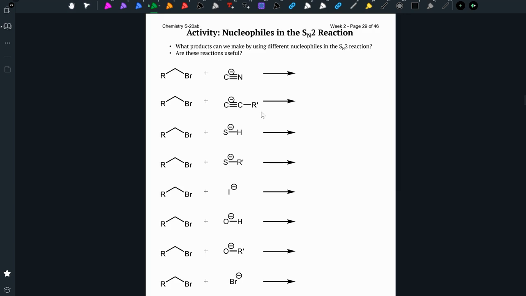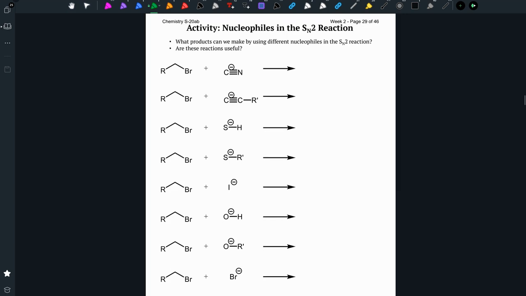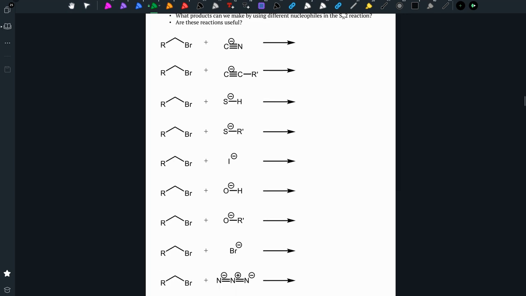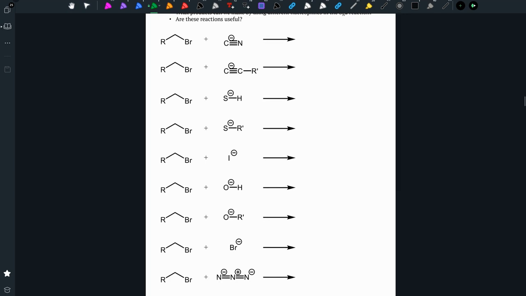For each of these, I'd like you to pause the video, draw yourself the curved arrows, and then draw yourself the product. Try and name the functional group that's represented by the product. So you pause, and then I'll do it.